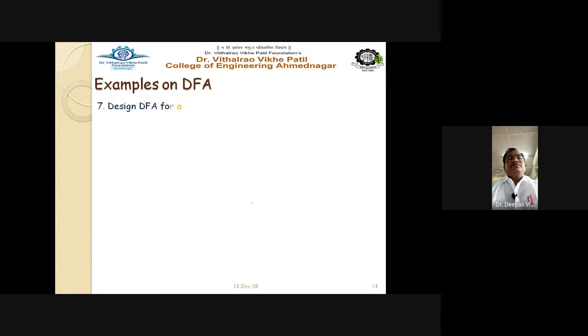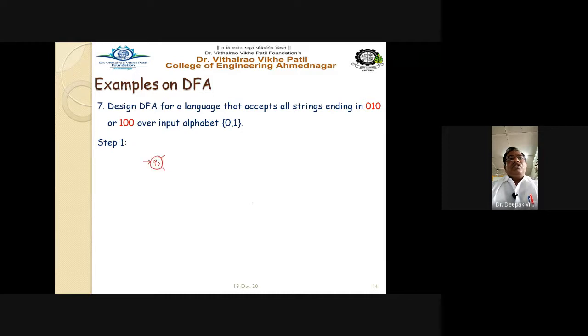Example number 7. Design a DFA for a language that accepts all strings ending in 010 or 100 over input alphabet {0, 1}. So very interesting. Here you have to draw a DFA for a language that accepts all the strings ending in 010. Read the question carefully: the strings ending with 010 or 101, sorry, 100.